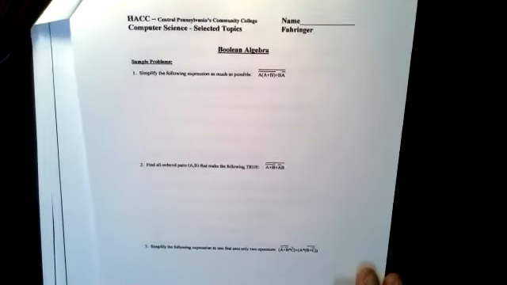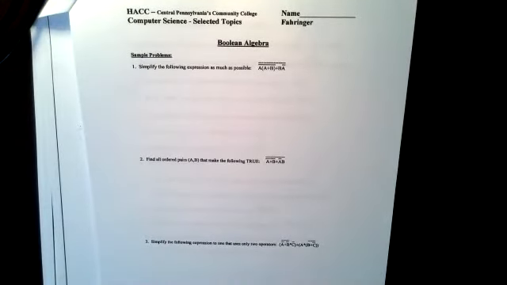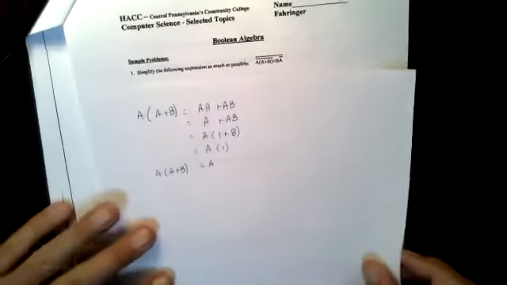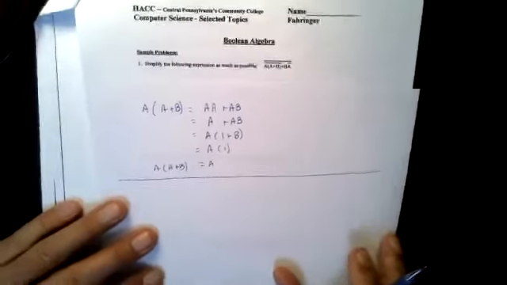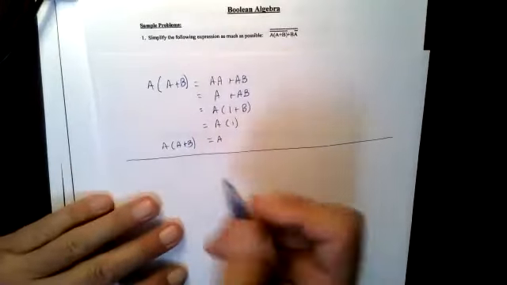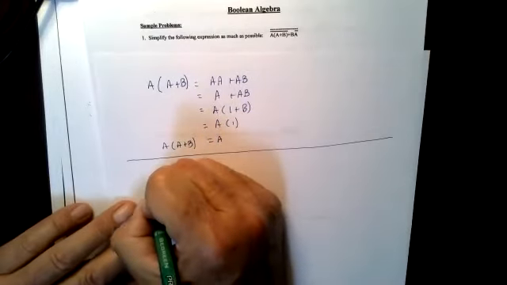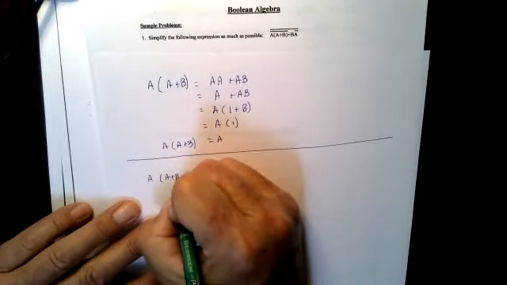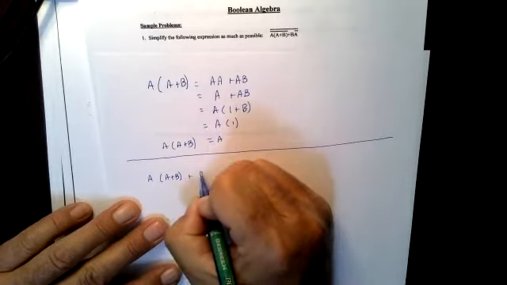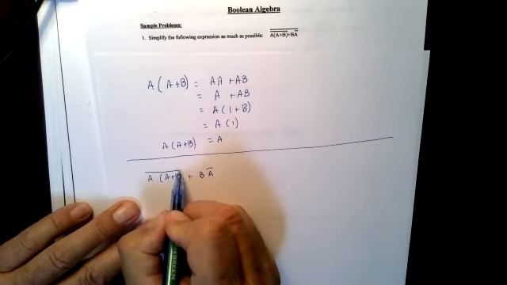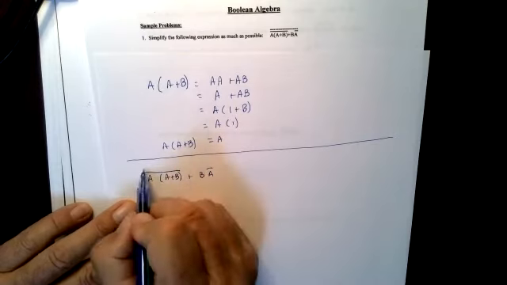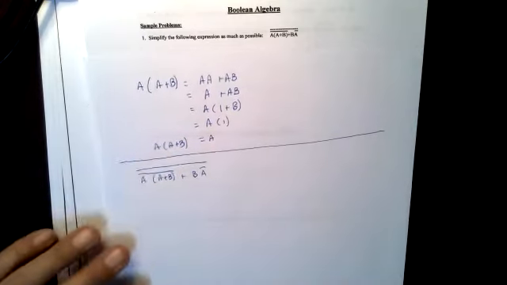Okay, so I'm looking at number 1. Simplify the following expression as much as possible. Let's see what we can do. I have A plus B plus B, A. I have a not across the A. I have a not across all of that, and I have a not across the whole thing.